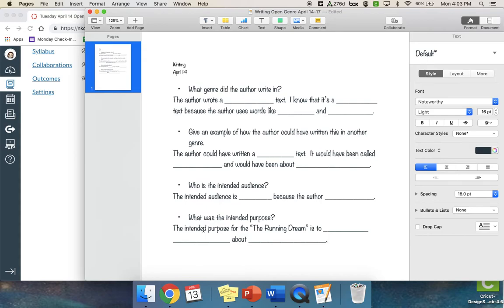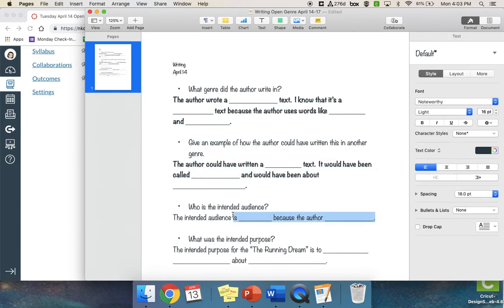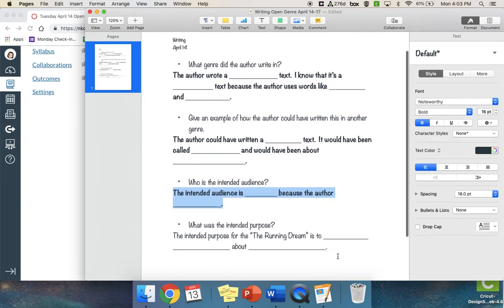Notice that I'm not giving you the answers to this poem or to this actual text. I'm just giving you some stems to go along with what you need to be writing today in that discussion, okay? So this is just some general ideas of how you can analyze The Running Dream. And then also, when you go back and look at your own writing, you're answering these same questions.